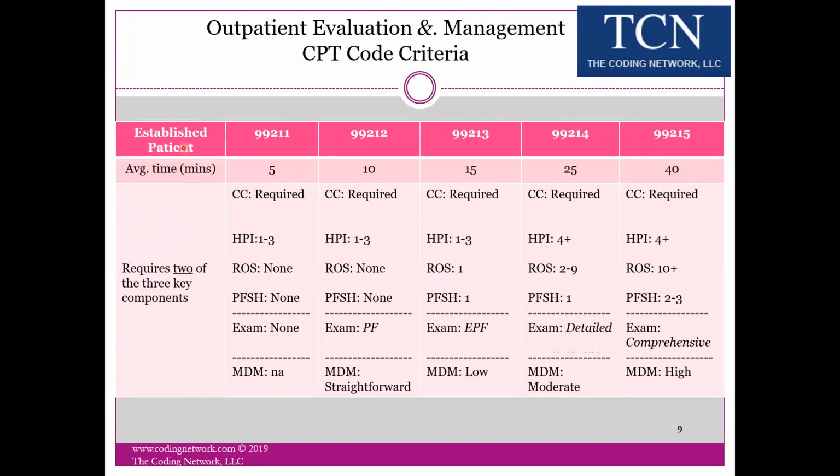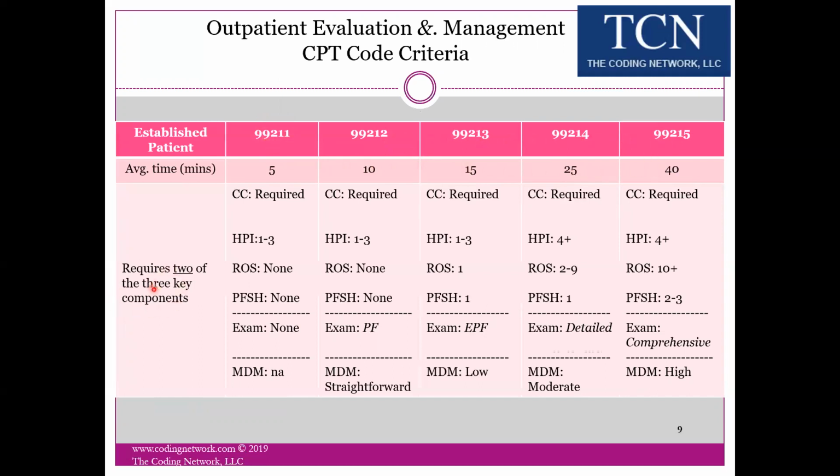When we look at the established patient codes, anything from a level 1 all the way up to a level 5, first of all, keep in mind that you as a physician, a provider, an NP, a PA would not be using 99211. That's not meant for a physician, but it could be anything from a level 2 to a level 5. Again, they have the typical times associated with them. Don't worry about that unless you're selecting your code based on time, and we'll talk about that separately.